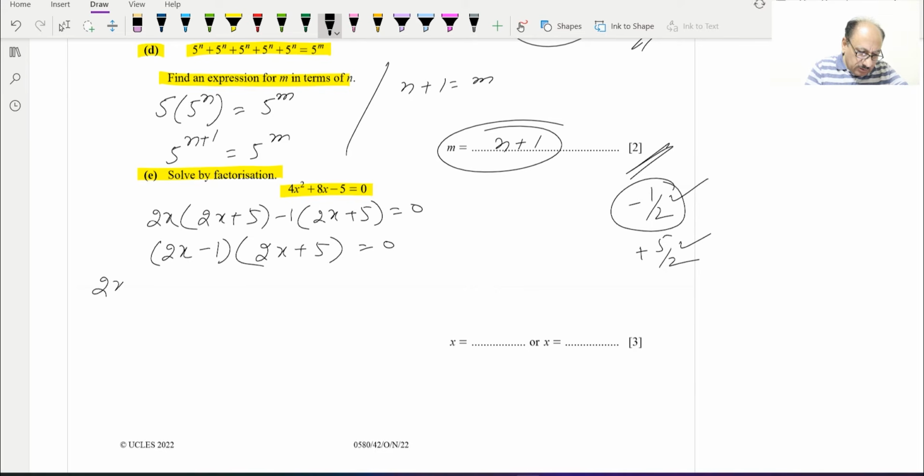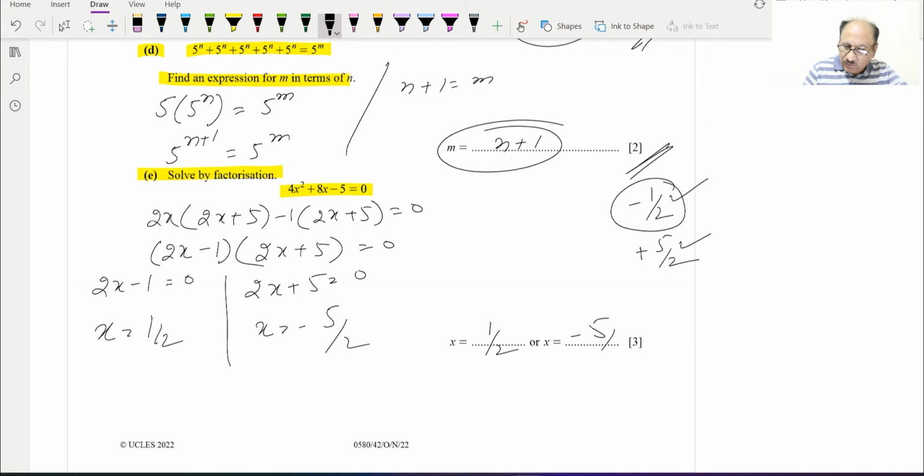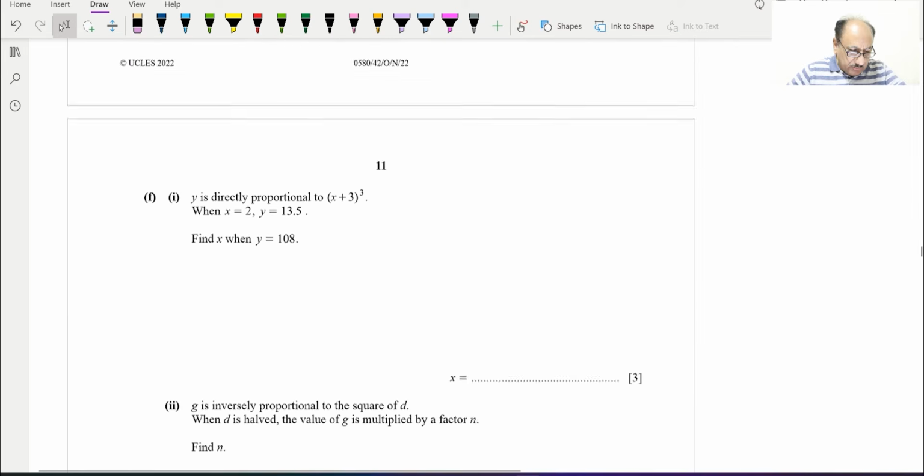You can write 2x minus 1 is equal to 0, and likewise 2x plus 5 is equal to 0. In this case x will be equal to 1 by 2, and in the other case x will be equal to minus 5 by 2. So the answers are 1 by 2 and minus 5 by 2. This is for 3 marks. Hopefully you understood this factorization also.